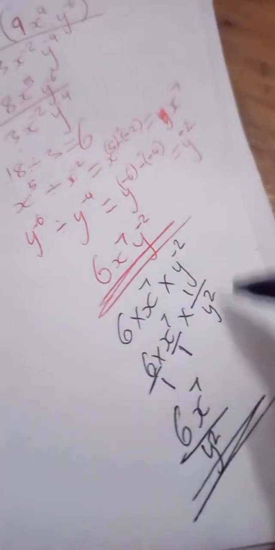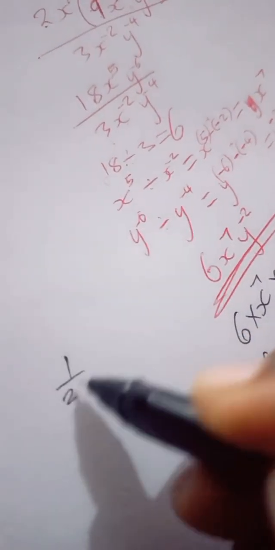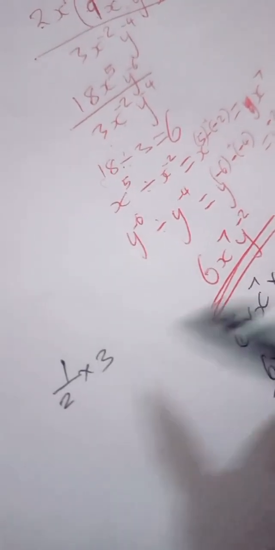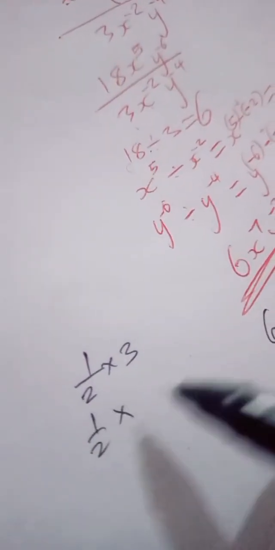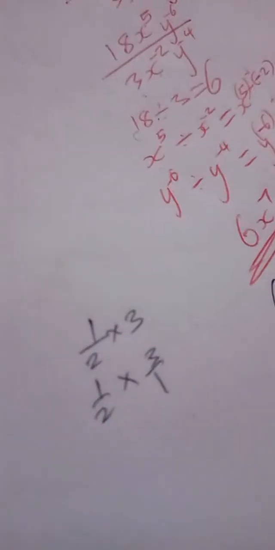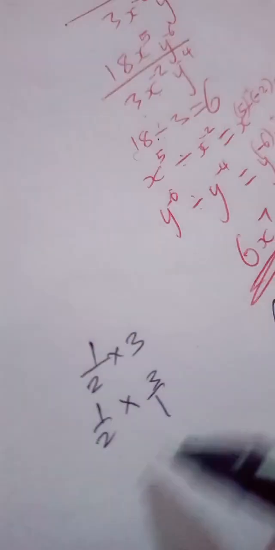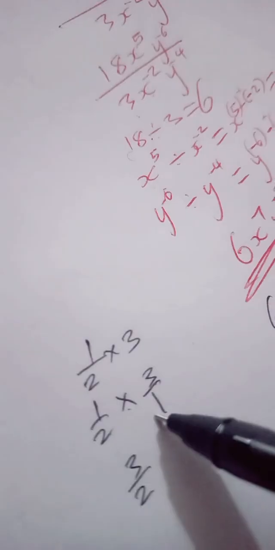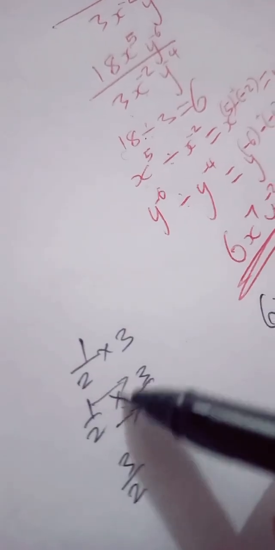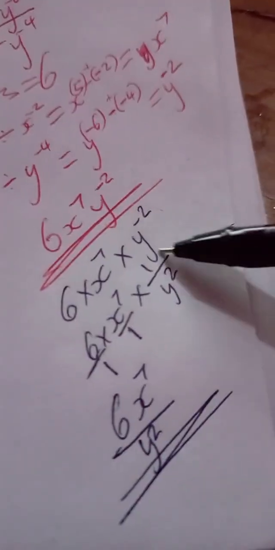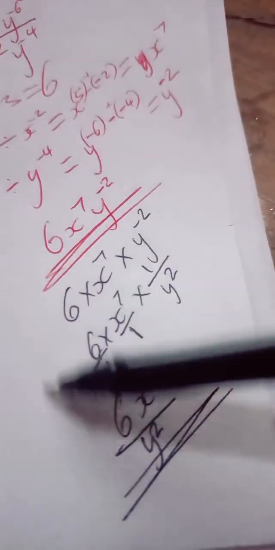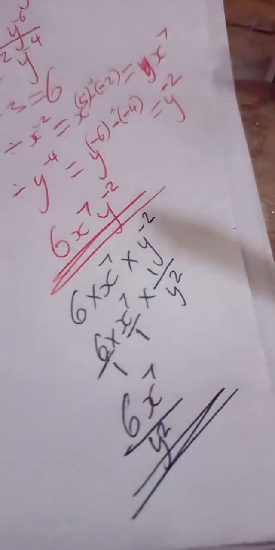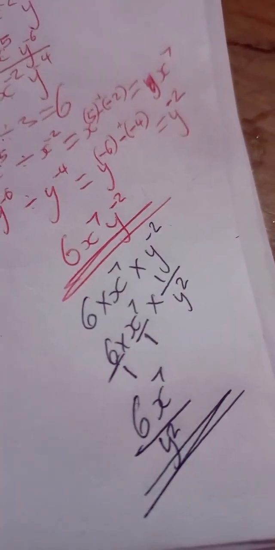If you check what we did here, in grade 7, grade 6, 1 over 2 times 3 is the same as 1 over 2 times 3 over 1. So it's going to be 3 over 2, which is 1 times 3, 2 times 1. So we did the same here to change it to positive. Right?